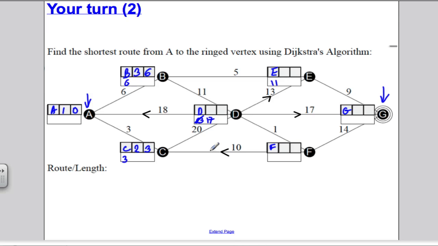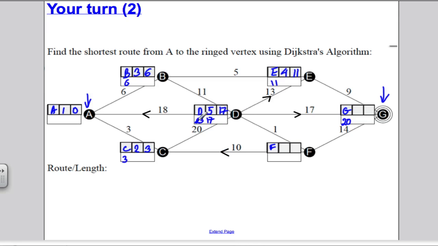Now I consider which is the smallest out of everything I've got. Everything I've got here is a 17 and 11, that's the smallest, so it's the fourth one I label, of weight 11. Where can I get to from E? Well, I can't go along here, it would be going the wrong direction, but I can go along here, which would be 11 and 9, which is 20. At this point I look around to see what my smallest is. 17 and 20, 17 is my smallest, so it's the fifth one I label, of weight 17.